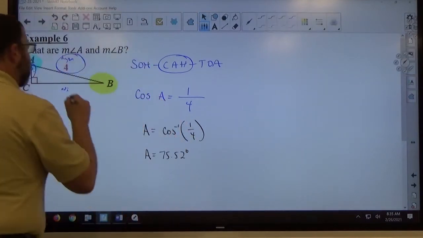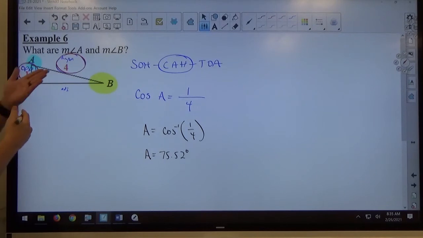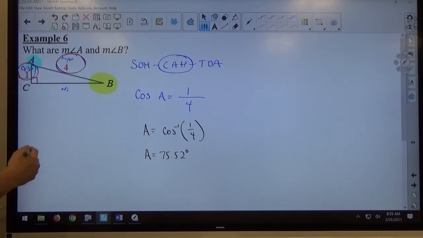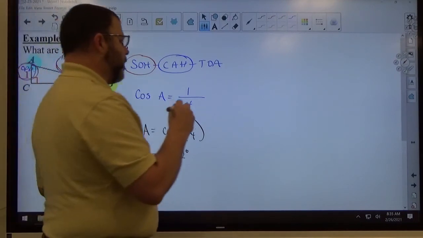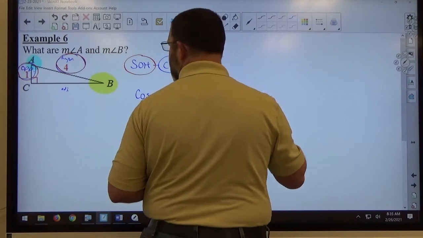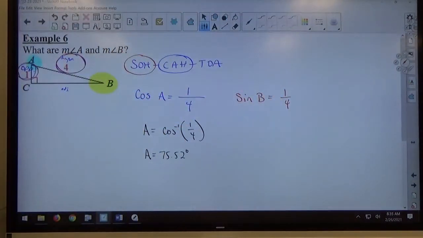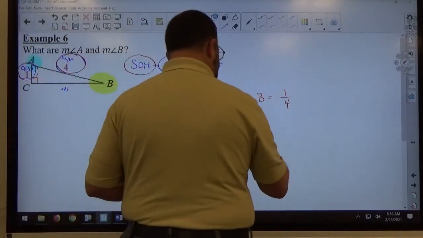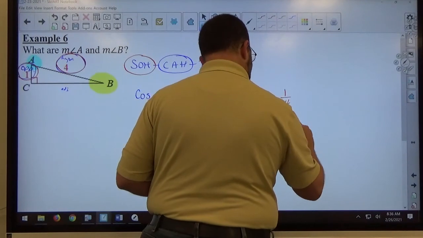And I'm going to be doing everything in red here. So again, what do I know here? I know the opposite and the hypotenuse, which tells me sine is going to be helpful in this scenario. So I know that sine of B equals 1/4. It still equals 1/4, but this time it's sine instead of cosine. So if sine of B is equal to 1/4, that means B is equal to the inverse sine of 1/4.